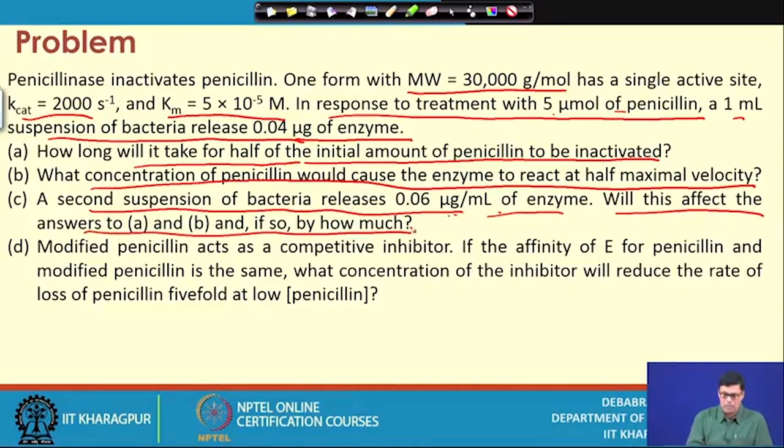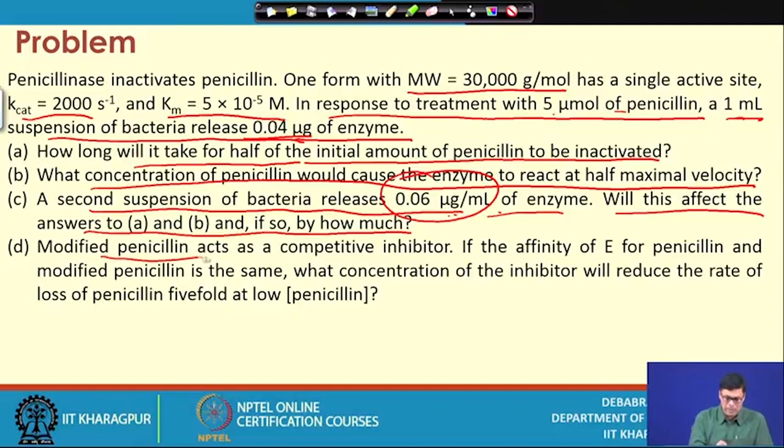And if so, how? Now, initially it was 0.04 micromoles. Now it is 0.06 micromoles. If it is released like this, what is going to happen? This is also per milliliter, because 1 milliliter of cell suspension is there.